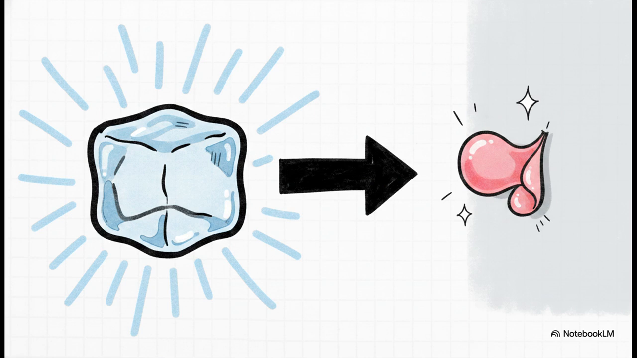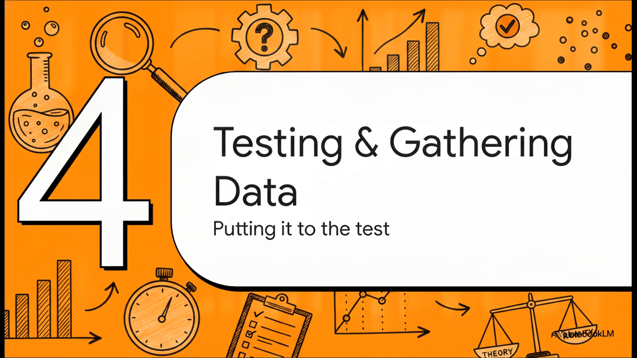It totally avoids vague assumptions like, I think ice is kind of good for cleaning. Instead, it provides a strict measurable condition. If X happens, then Y will follow. Next up, Section 4, testing and gathering data. We are putting the hypothesis to the test.